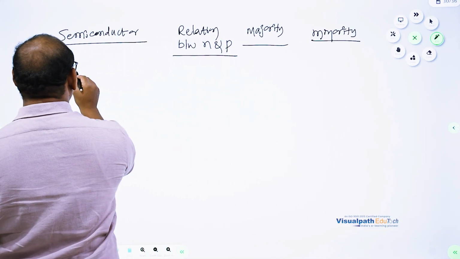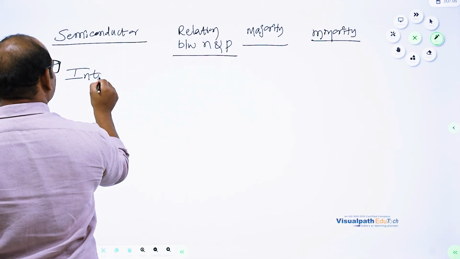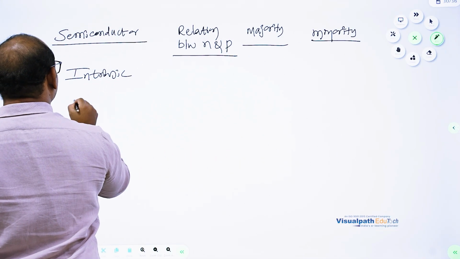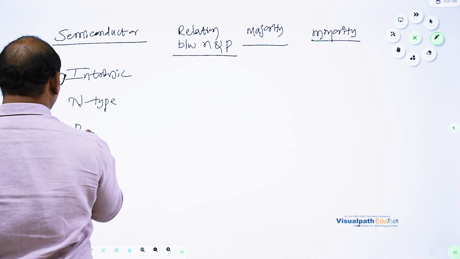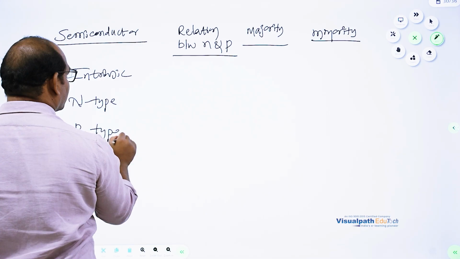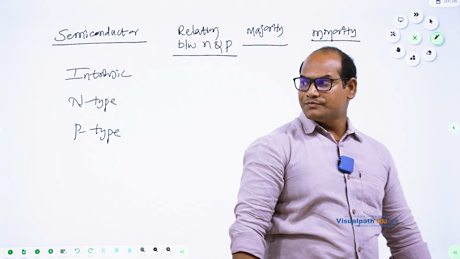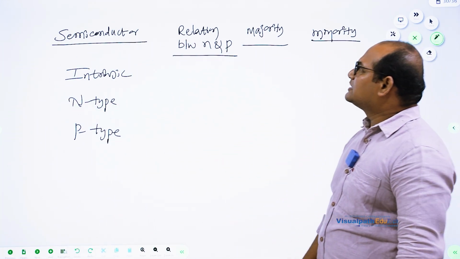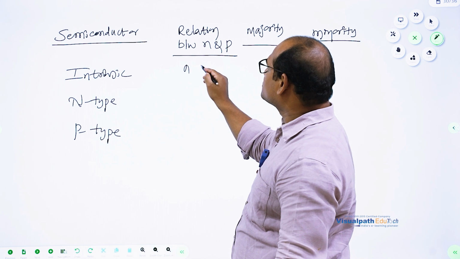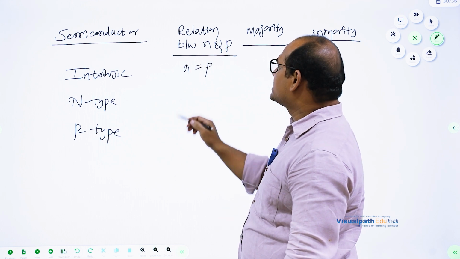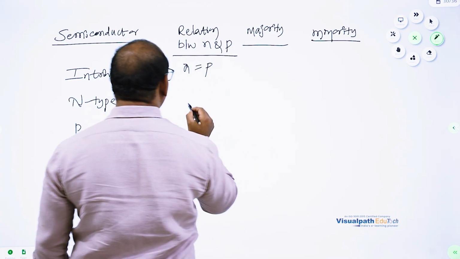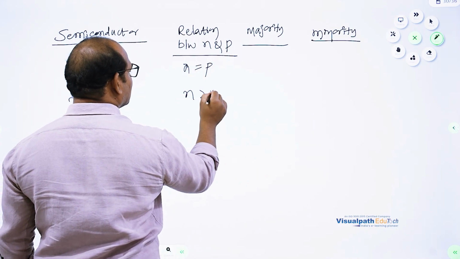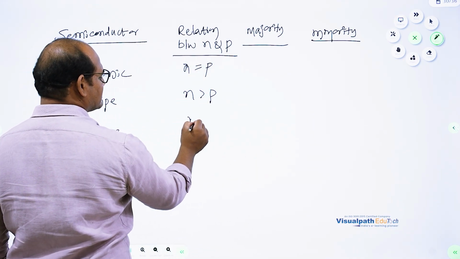So for semiconductors, the first one I am taking is intrinsic only. Next one is N type extrinsic semiconductor. Next one is P type extrinsic semiconductor. So we know all these things. For the intrinsic semiconductor, the relation between N and P: these two are same, so N is equal to P we have to take. In case of N type semiconductor, N is greater than P. In case of P type semiconductor, N is less than P.